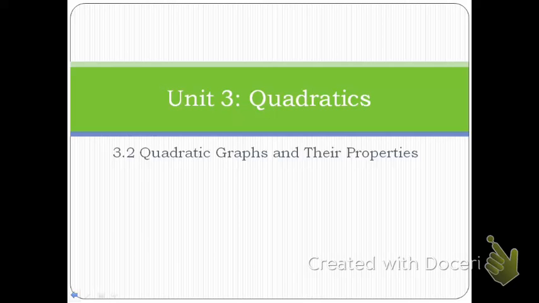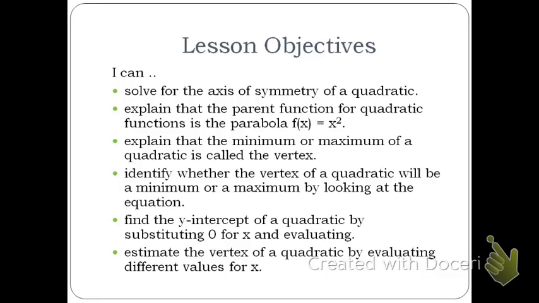We're in Unit 3 Quadratics. This is Lesson 3.2, Quadratic Graphs and Their Properties. There are several objectives in this lesson. One is that you can solve for the axis of symmetry. There will be a formula for this.